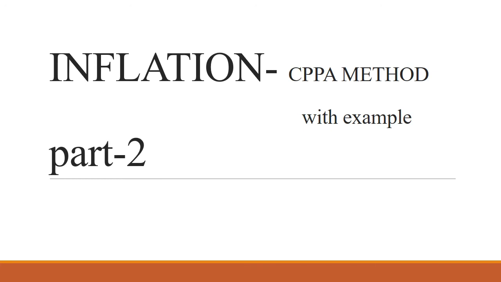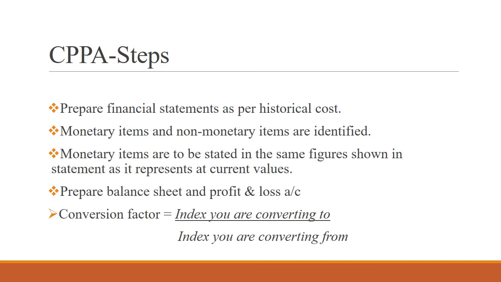Today we are going to deal with the second part of inflation, where the price level changes methods are discussed with examples. Here we are going to discuss CPPA, the first method in price level changes with regard to inflation. We have discussed in the previous videos what CPPA, that is current purchasing power accounting, is and what its features are. Here we'll be discussing the steps involved along with the problem.